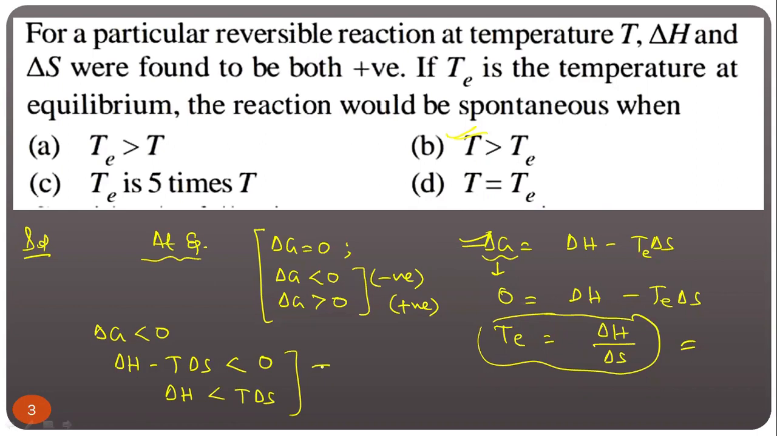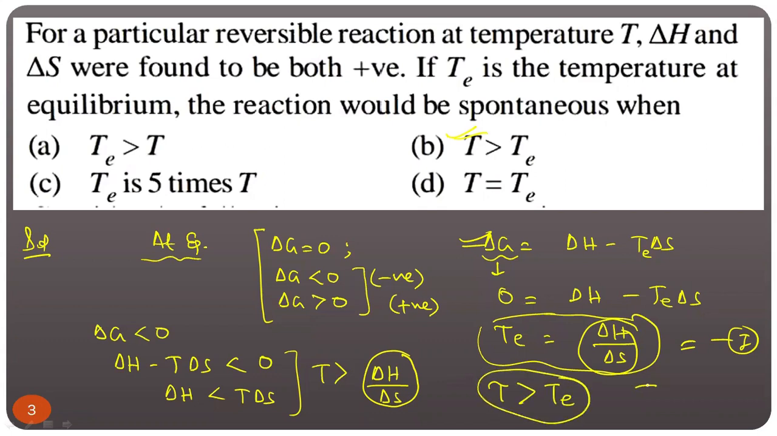Clear? So we will say T is greater than delta H upon delta S. Is it clear? Yes sir, definitely. Now in the first situation T is equal to, but in the second situation T is greater than, means RHS look at same, LHS will be, we will say that T is greater than TE, means the equilibrium temperature is less than the temperature T.